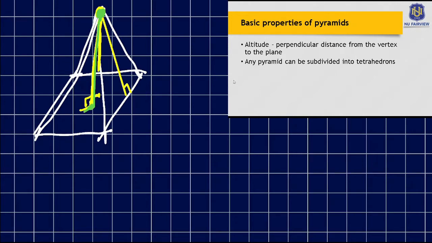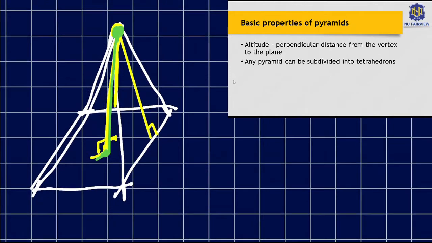Now, any pyramid can be subdivided into tetrahedrons. So, dito, sa figure na to, so for example yan, pwede kasi natin itong hatiin into apat na tetrahedrons. So, this is tetrahedron 1, and this is tetrahedron 2. We have tetrahedron 3, and then we have tetrahedron 4. So, kasama po bali yung nandito. Okay?